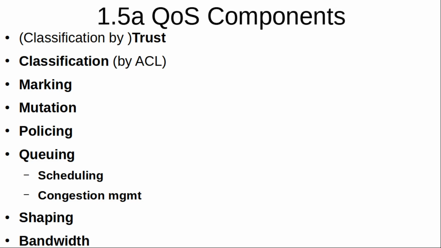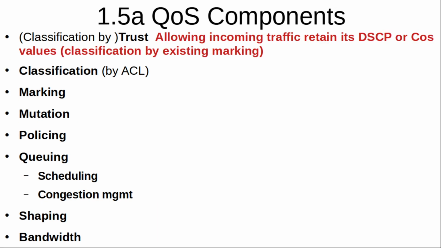Let's go for the first quality of service component, which is trust. Trust means allowing incoming traffic to retain its DSCP or CoS value. In this sense, the classification happens by trusting the existing marking in incoming traffic.